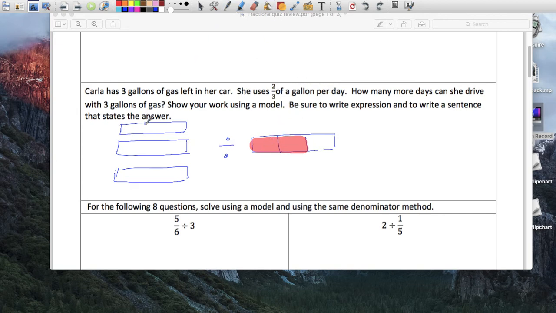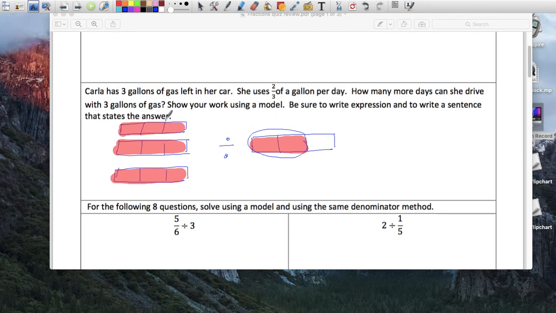We want to split everything into thirds, right? So she has 3 full gallons, and let me shade this to represent that she has 3 full gallons. Another gallon of gas, another gallon of gas. So every day she uses this much. So if she has 3 gallons, how many days can she drive?